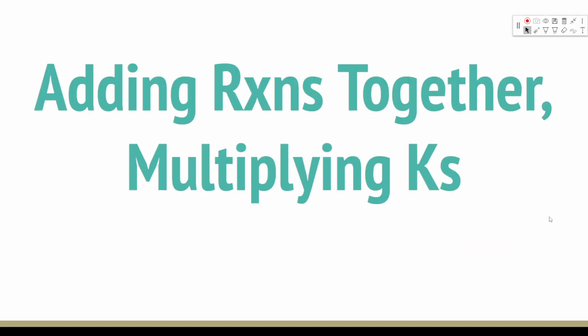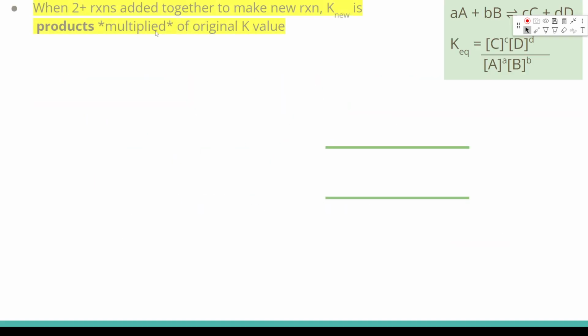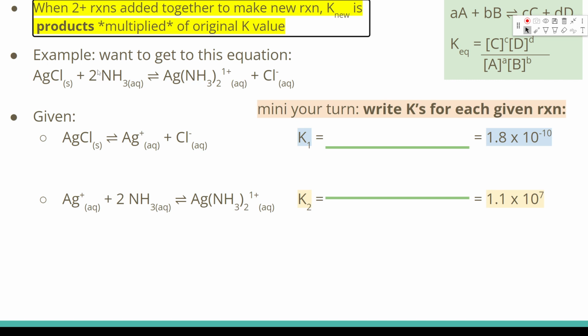Cool. If I add reactions together, I'm going to multiply those Ks. So you multiply the original K values, okay? Here is my reaction, and here's what's given to me. As a quick mini your turn, go ahead and write the K values for each of these reactions real quick.